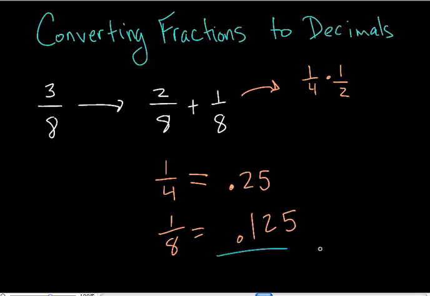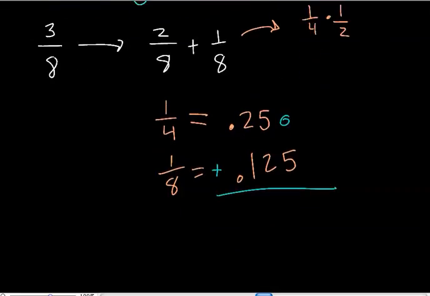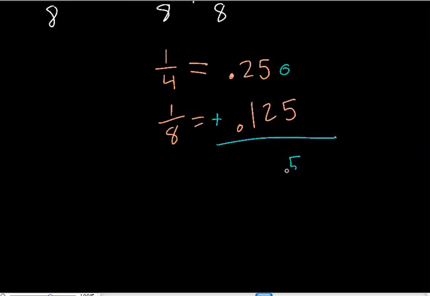And when we add those two together, what do we get? Well, we just add these just like normal numbers, right? And we get 5, 7. We get 0.375. So 3/8 is 0.375.